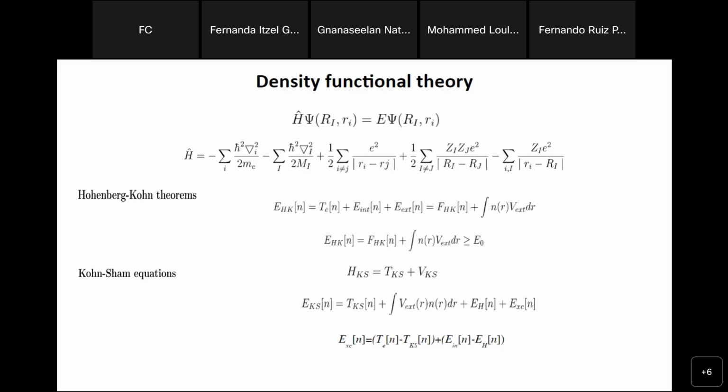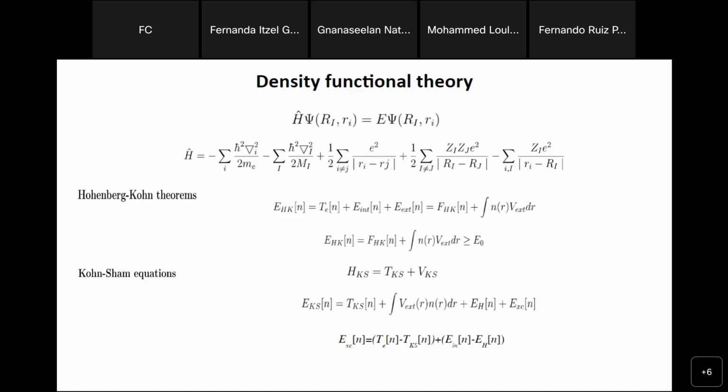The density functional theory is based on two theorems, namely the Hohenberg-Kohn theorems. Such theorems state that for a system of interacting particles in an external potential, the external potential can be determined uniquely with the ground state density, and the total energy can be written as a functional in terms of the density.